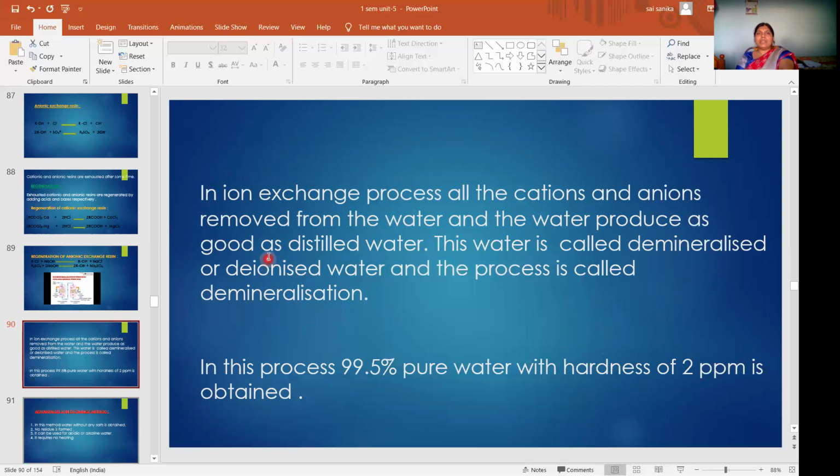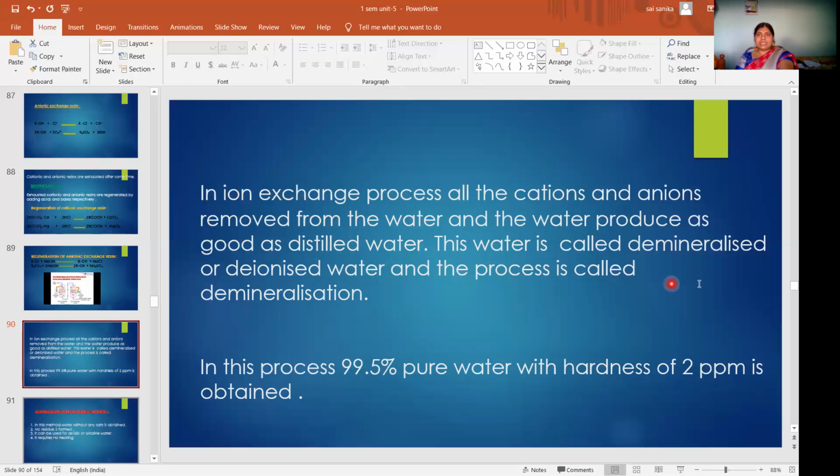In the ion exchange process, all the cations and anions are removed from the water, and the water produced is as good as distilled water. So what is happening in this process? Whatever cations and anions are present in the hard water are totally removed. And the water you get is as good as distilled water. How is distilled water? There are no ions in distilled water. In the same way, you get water with no ions in the ion exchange process.